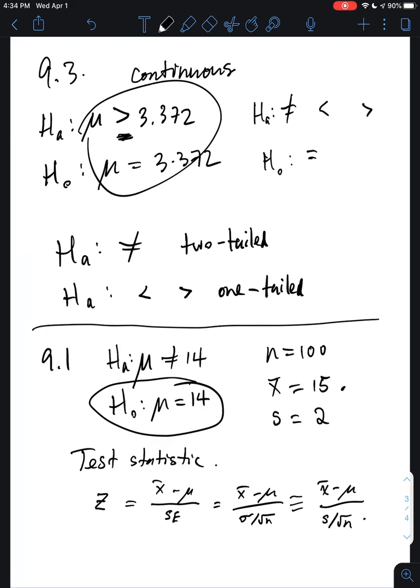And in this case, let's do the calculation. The sample mean was 15, 14 was the hypothesized population mean, the sample standard deviation was 2, and the sample size was 100. So this is 1 over 2 over 10. That's 1 over 0.2, and that is 5.